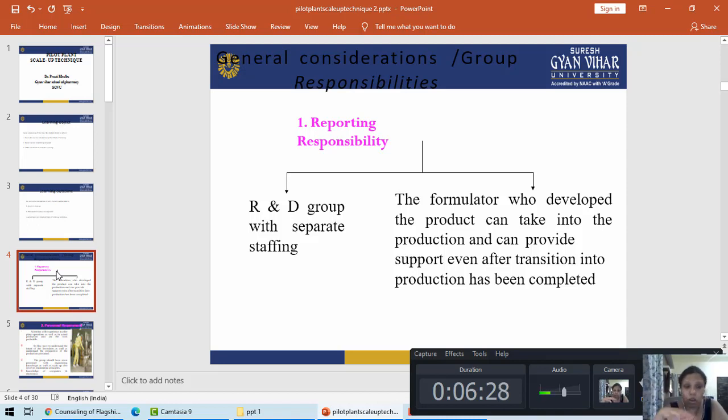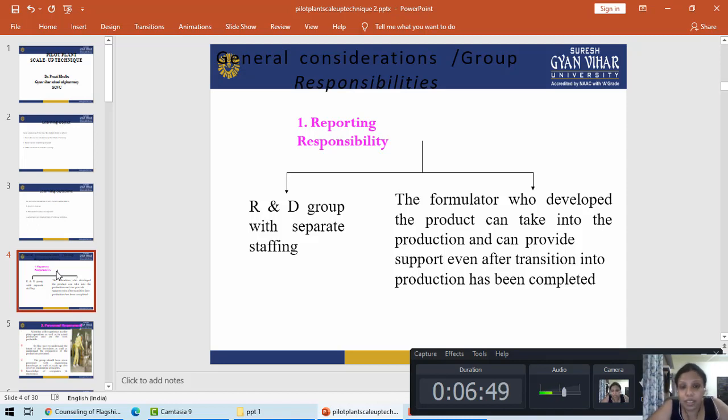Because if we are changing the complete formula, then again we have to perform the R&D studies. After the R&D studies it will come to the pilot plant, so you can correct it but not completely change it.